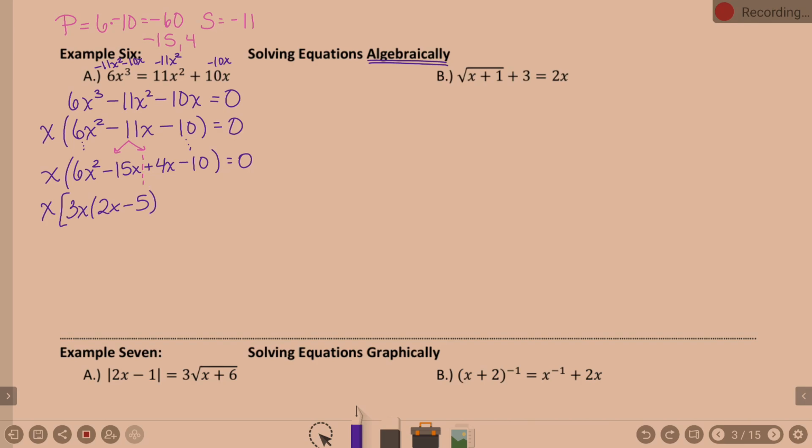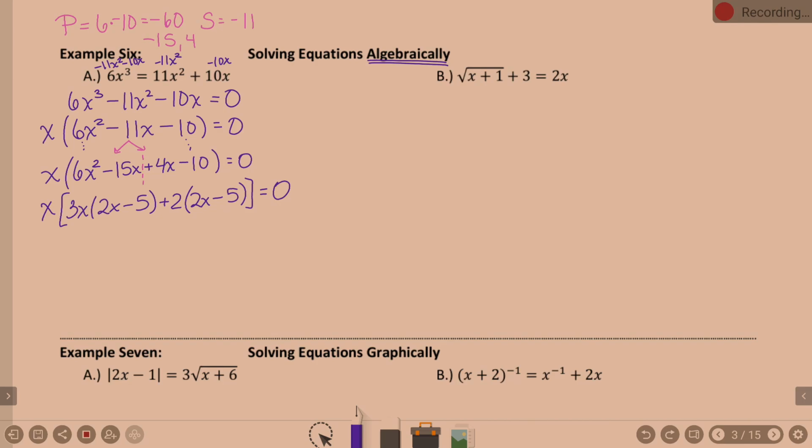Okay, GCF of the next 2. 4x minus 10. 2. I like 2. 4x divided by 2 is 2x. Minus 10 divided by 2 is 5. And I don't know if you guys noticed, I threw in some brackets there just because I don't want that x to get lost. I don't want it to get mixed in.